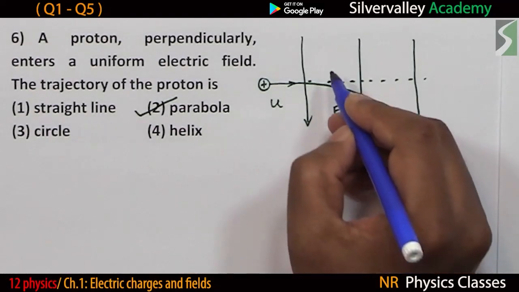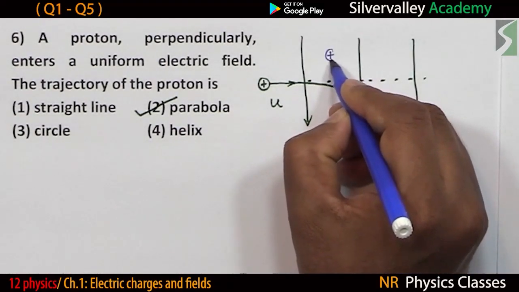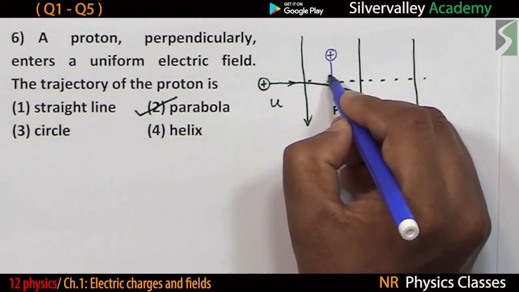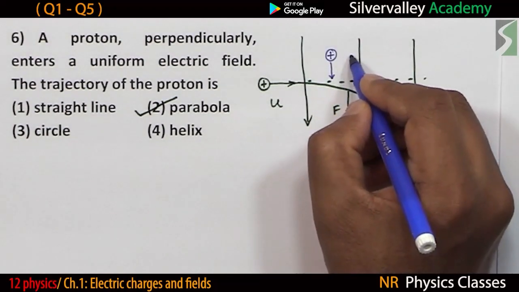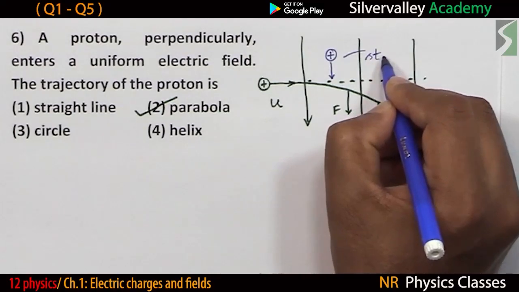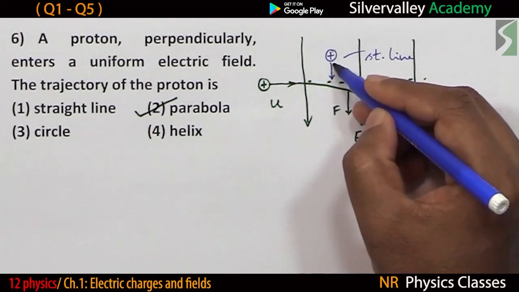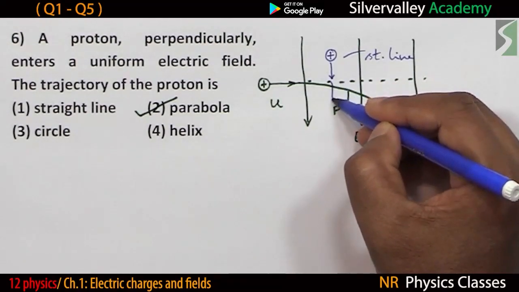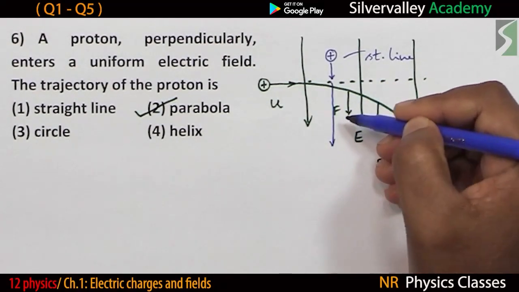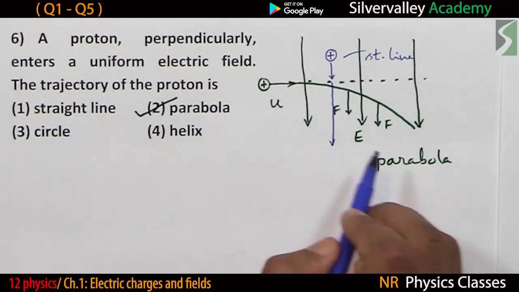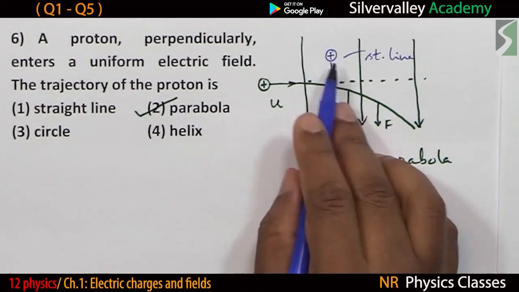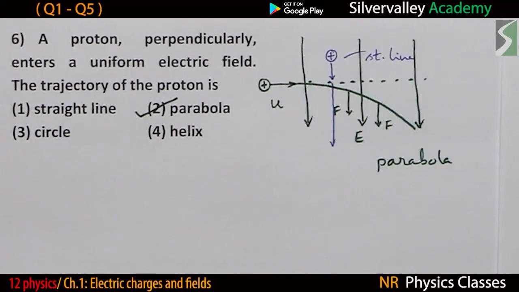Suppose the proton enters the electric field parallelly like this, then path is a straight line, because force is in the direction of electric field. So this continues to travel like this, perpendicularly parabola, parallelly straight line.